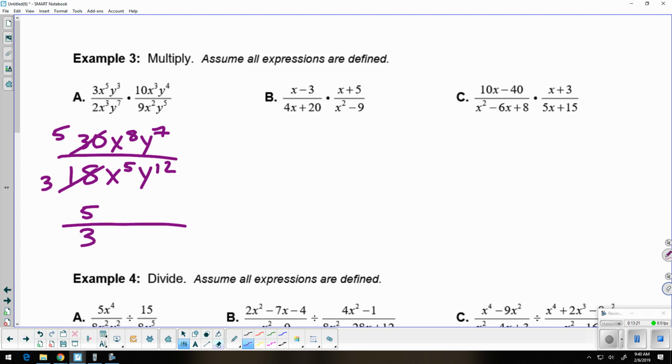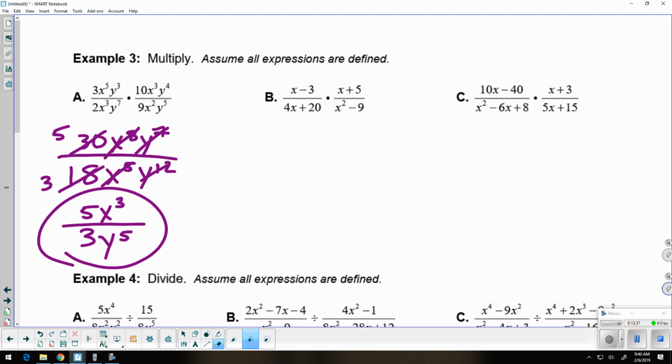Reduce down the x's now. It's not going to need to be that big, but reducing down the x's, the 5 would go away. We'd have x to the 3rd left on top, 8 minus 5. And then with the y, since you have more y's on the bottom, y is going to be on the bottom, and that's y to the 5th power. The 7 cancel, and those reduce down to 5. And that'd be your solution.